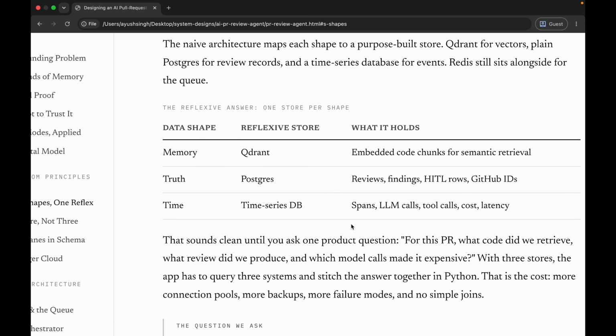Now, if you understand that, you will be okay. Go ahead, let's create three different data shapes. But most of the time, we try to over-engineer something which we should not. For example, for this PR, what code did we retrieve? What review did we produce, and which model calls it expensive?